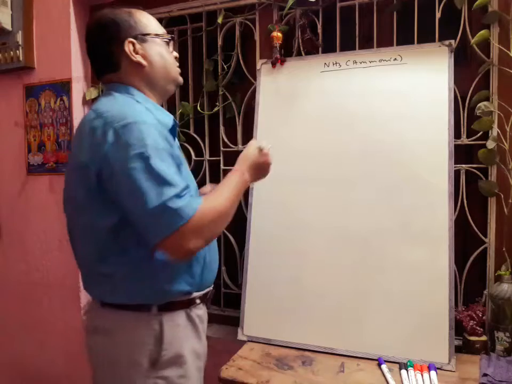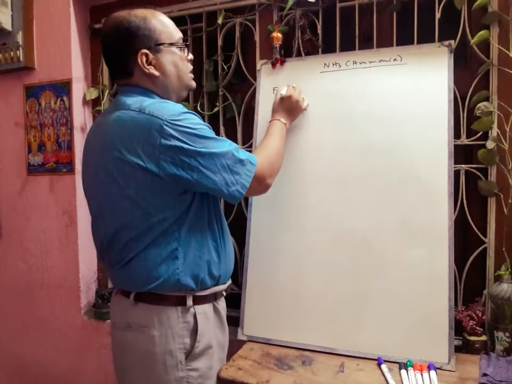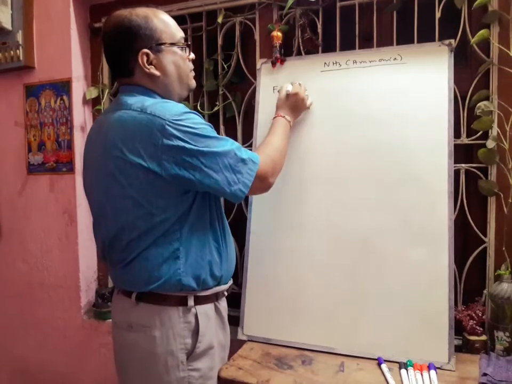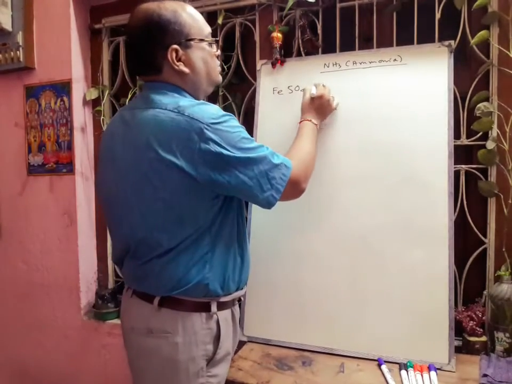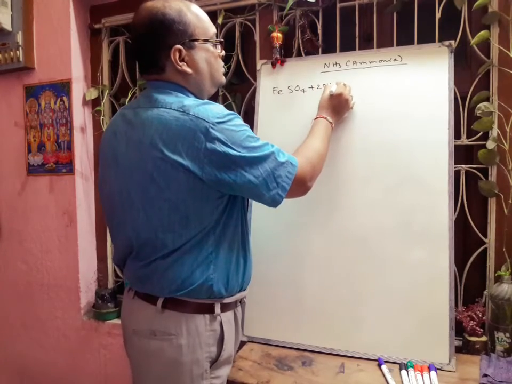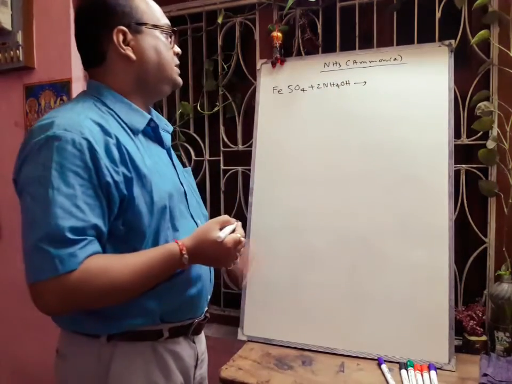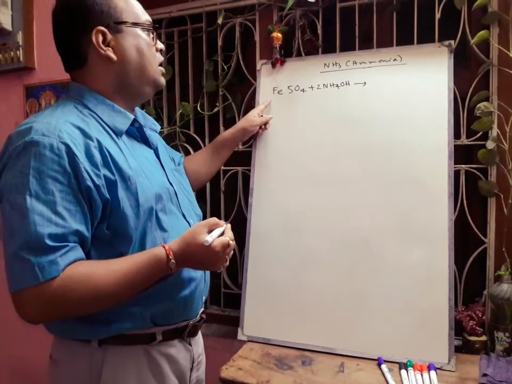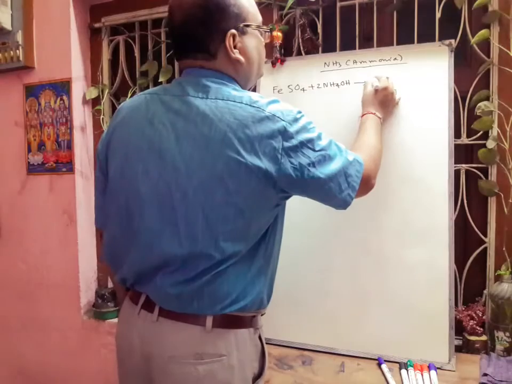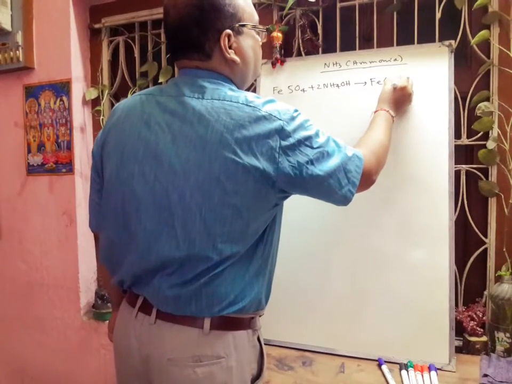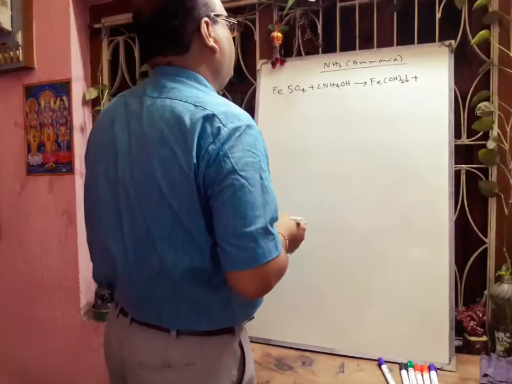So first, if we take the ferrous salt, that is FeSO4, if we add ammonium hydroxide solution, then there will be formation of precipitation of ferrous hydroxide, plus formation of ammonium sulfate.